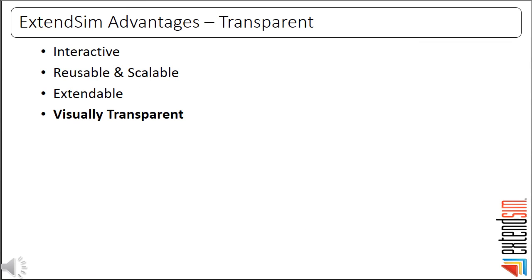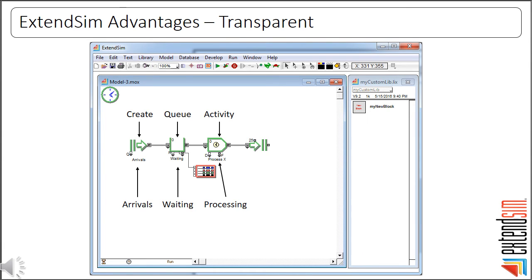ExtendSim is also visually transparent. The block icons, as well as the item animation, typically convey the meaning of the model. This is very helpful when explaining the model to others.